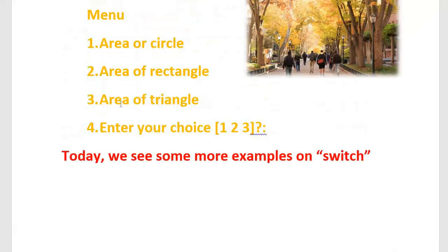Menu. 1 is for area of circle, 2 for area of rectangle, 3 for area of triangle. Enter your choice. According to the chosen choice, the program reads the input, accordingly calculates the area and displays it. We see this example also in today's class. In today's class, we see some more examples on switch.